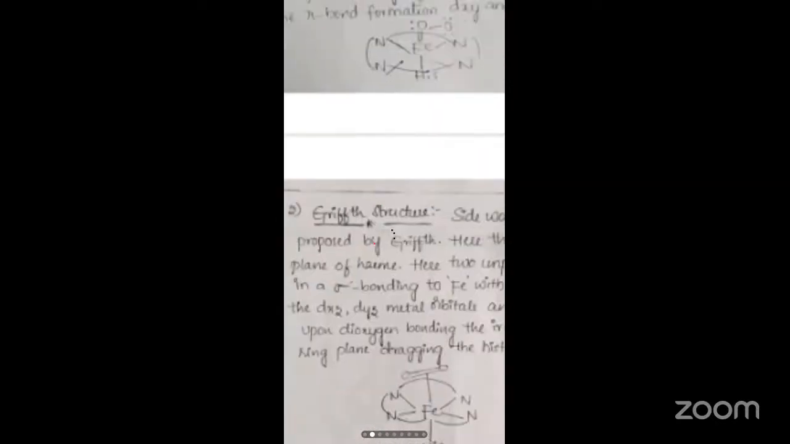One is the Griffith structure and one is the Pauling structure. What is the meaning of this? It means how the oxygen binds to the sixth coordination sphere. Observe the Pauling structure. In the Pauling structure, the binding mode is end on terminal.